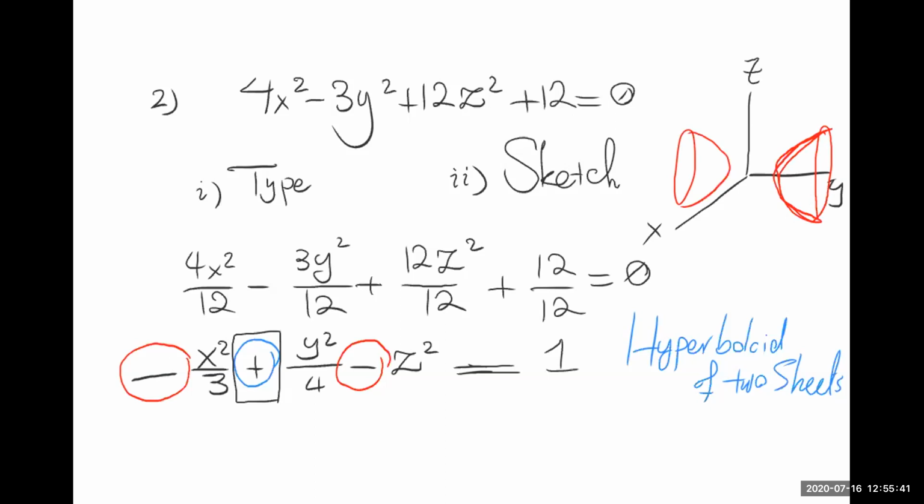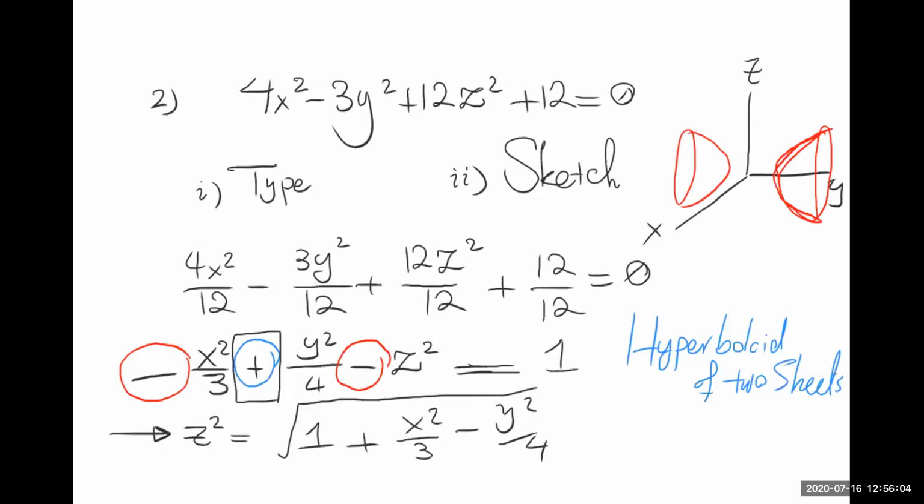We can try to write it in terms of z. Z squared would be, in order to sketch it with a computer, we can write it in terms of z: z squared is 1 plus x squared over 3 minus y squared over 4. If we take the square root of it, it would be plus or minus the square root of this. We can use this to sketch the graph of the surface. So let's do that.